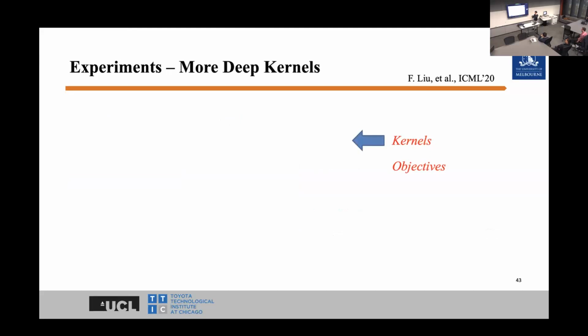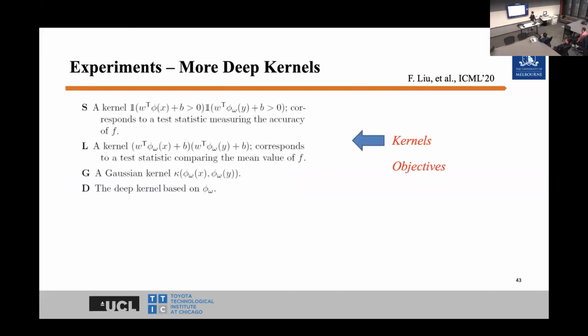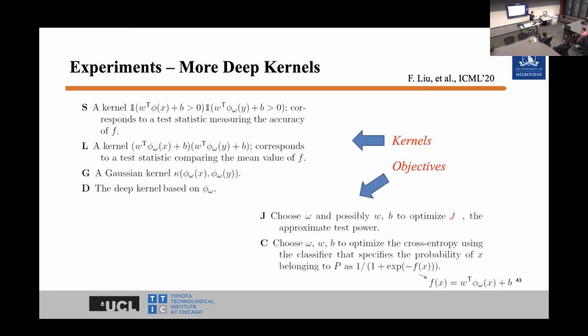In the previous experiment, we considered our deep kernel and compared it with a very simple version of previous two-sample test methods. However, we can still consider more deep kernels, like the sine kernel, linear deep kernel, Gaussian deep kernel, or our deep kernel. We can also consider two objectives to optimize our deep kernel's parameters. First is to maximize our approximate test power. Second is to minimize the cross-entropy loss between two sets of samples. Based on this framework, S plus C is C2ST-S, L plus C is C2ST-L, and D plus J is MMD-D, our method.